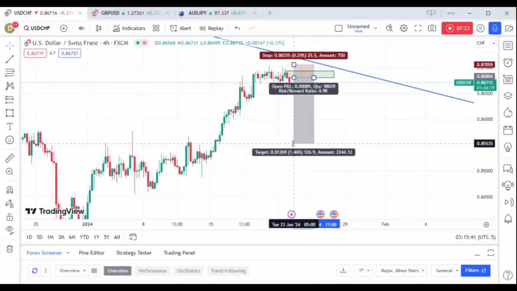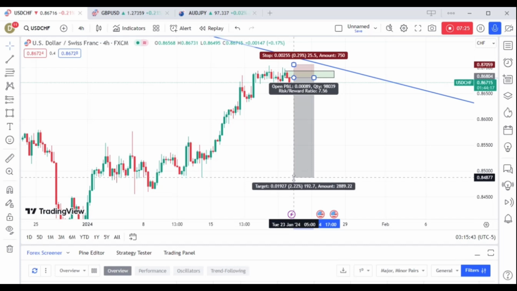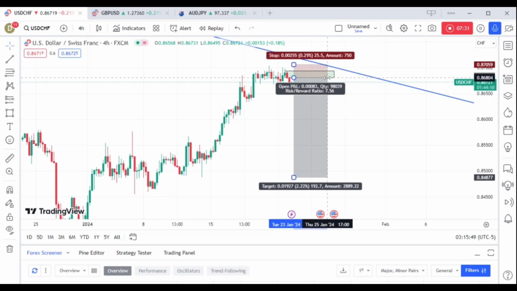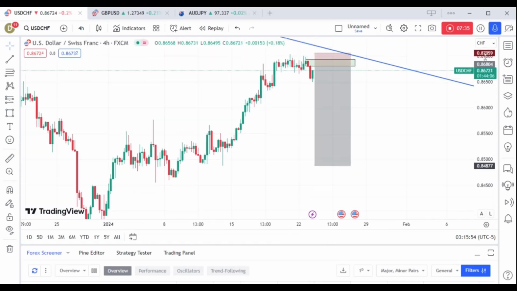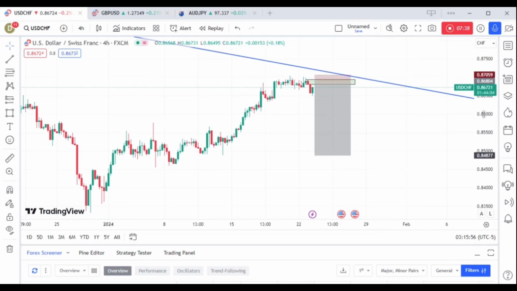Possibly price should come down to this place here, but I'm not going to hold it to this place. I'm going to be taking it out of this position, USDCHF, and I've already explained how we were able to arrive at this point here.